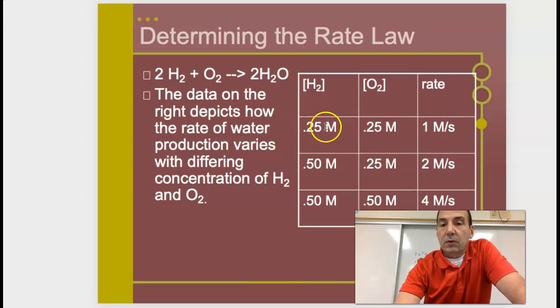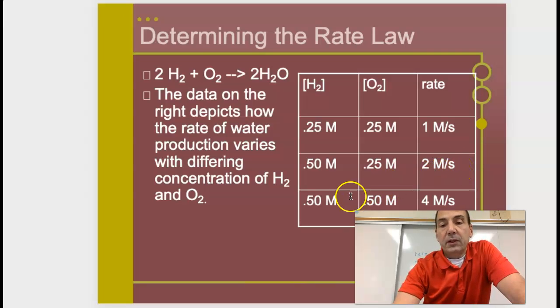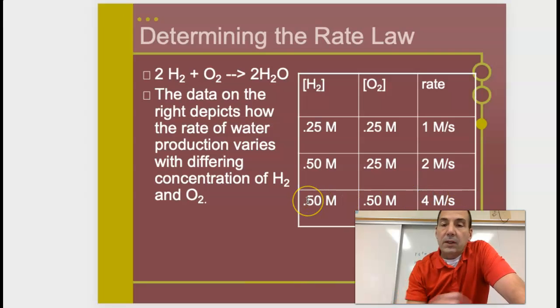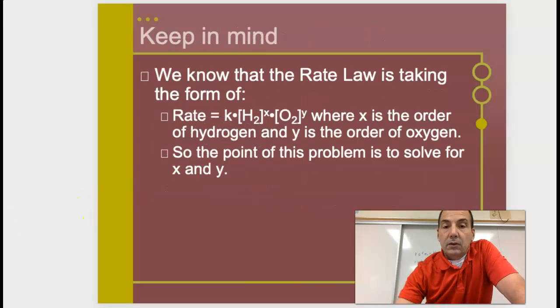So I could start with some generic values, so 0.25 molar for each of them. I measure my rate. And then I'm going to modify one variable at a time. So now I modify the hydrogen, leave the oxygen alone, and I see that the rate changed. Good. Now I'm going to manipulate the other variable. So I notice that in the third trial, I leave the hydrogen alone, and I change the oxygen, and I see that the rate changed again. So now I should be able to pull that out and be able to actually look at the rate law differently.